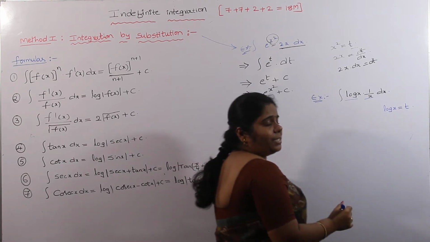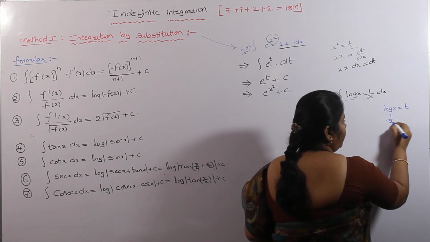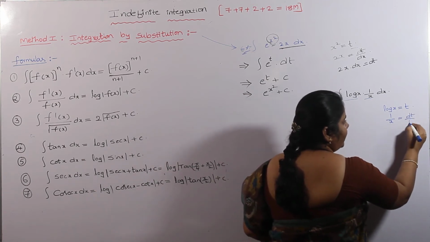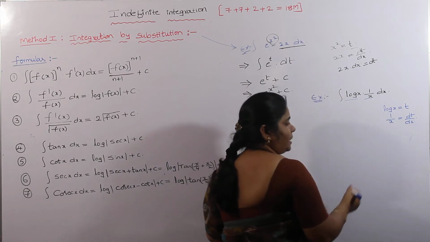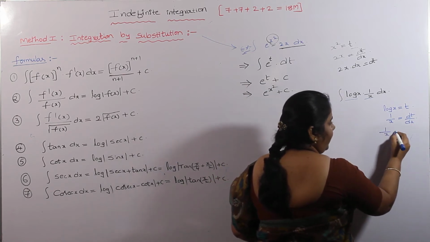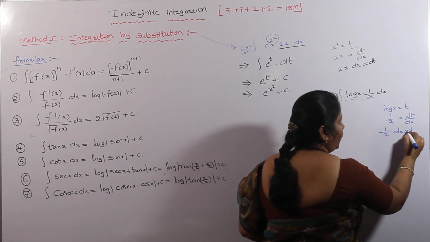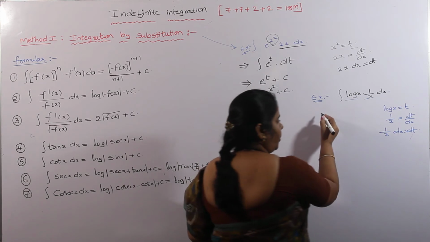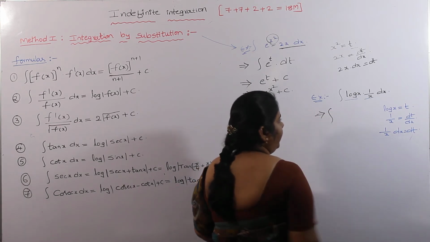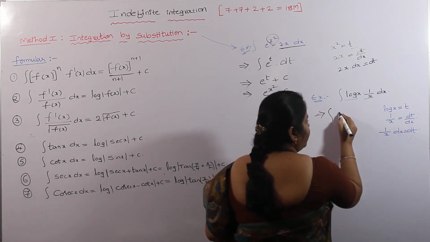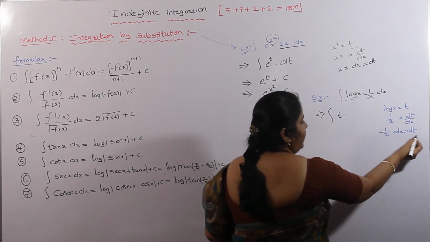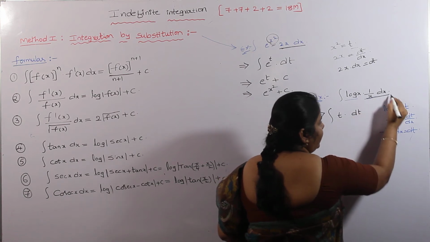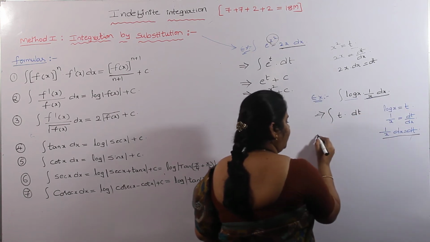t. Log x differentiation 1 by x is equal to differentiation of t with respect to x, which is dt by dx. That implies 1 by x into dx is equal to dt. Substitute in this problem. Now this implies integral of log x, we take it as t, into 1 by x dx, we get dt. Substitute here in this problem.